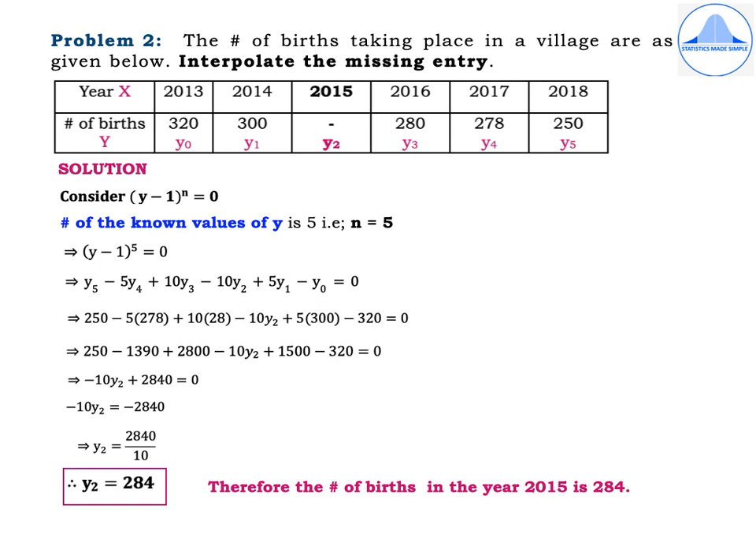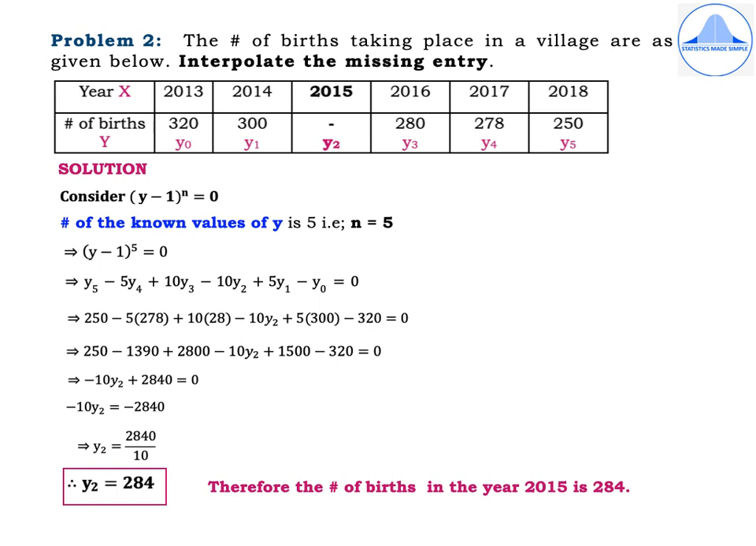Starting with the solution, consider y minus 1 to the power n equal to 0. The number of known values of y is 5 in this case, that is n equal to 5. So this implies y minus 1 to the power 5 is equal to 0. To expand this expression, how do you remember the steps?